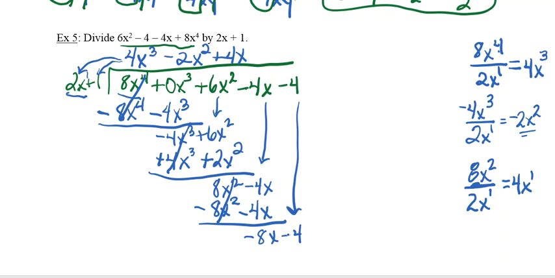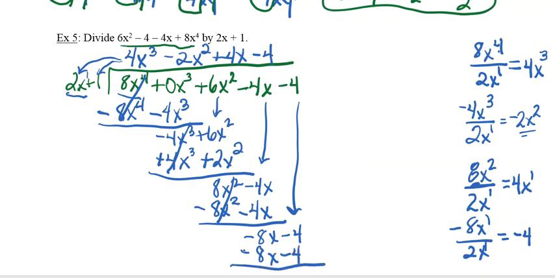So last one. Negative 8x is in the front. I'm dividing it by 2x. Negative 8 divided by 2 is negative 4. X to the first divided by x to the first, 1 minus 1 is no x's. So the negative 4 is my last one. Negative 4 times 2x is negative 8x. Negative 4 times 1 is negative 4.